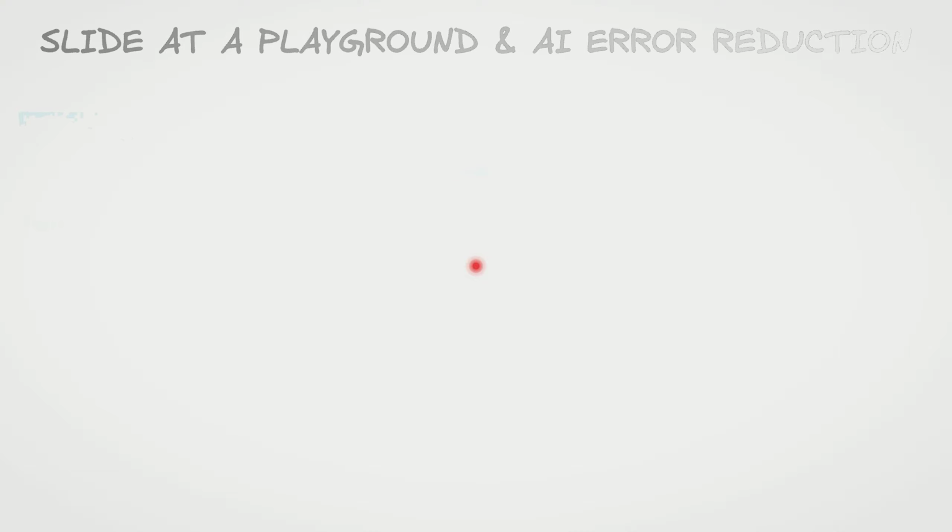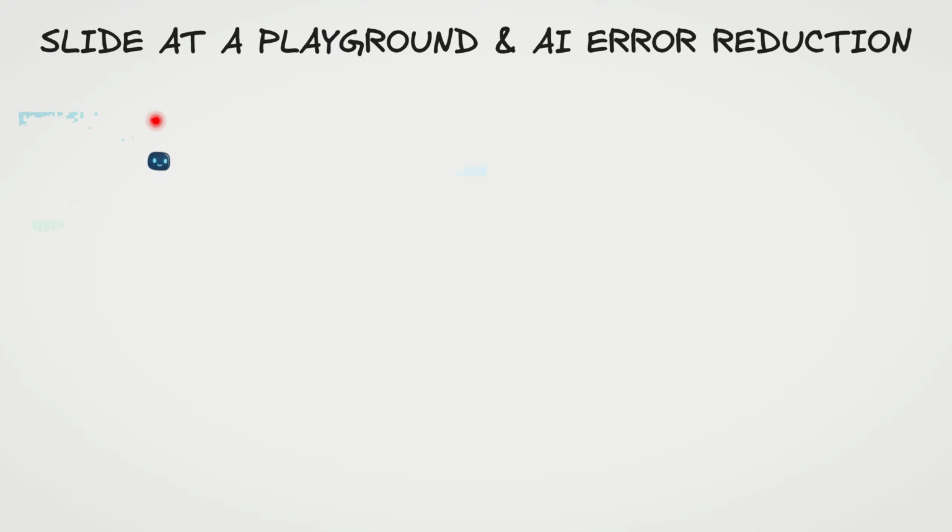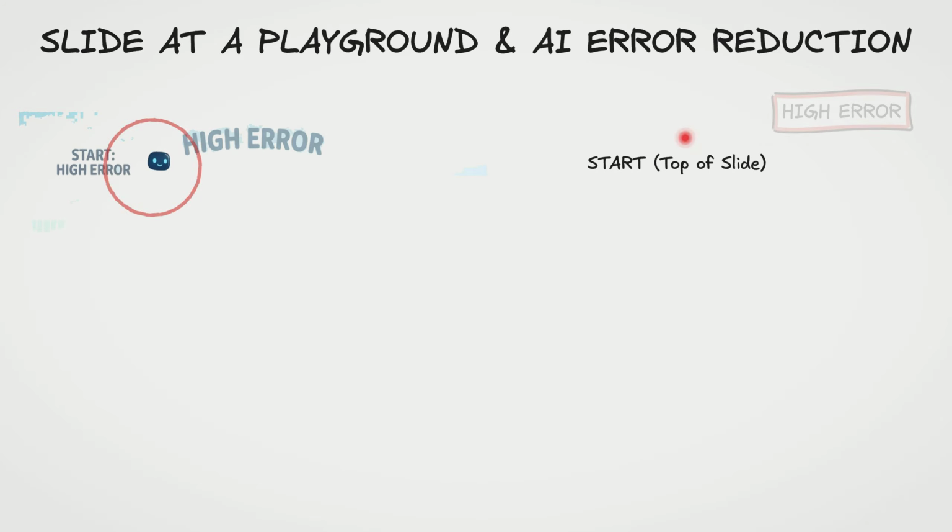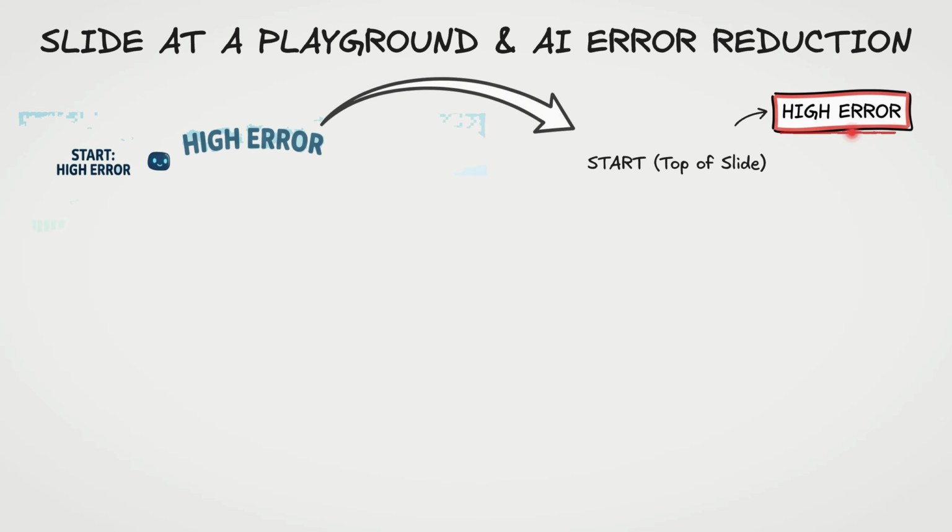We just talked about derivatives as a way to measure how a tiny nudge changes our output. Now let's see how an AI uses this exact math to learn using something we are all familiar with, a playground slide. Imagine our AI is this little robot starting at the very top of the slide. Up here at the start, the error is very high, meaning our AI model is currently making a lot of mistakes and hasn't learned much yet.